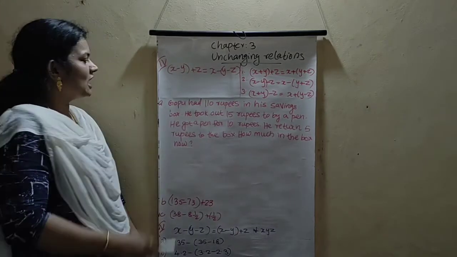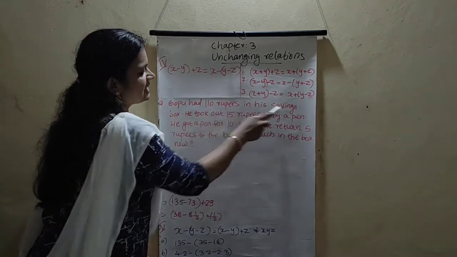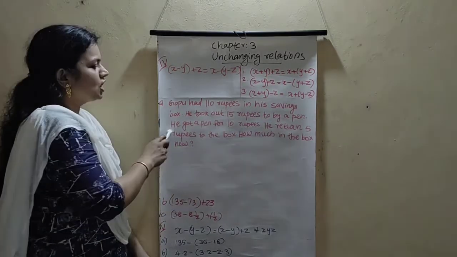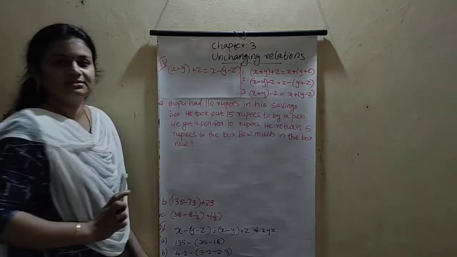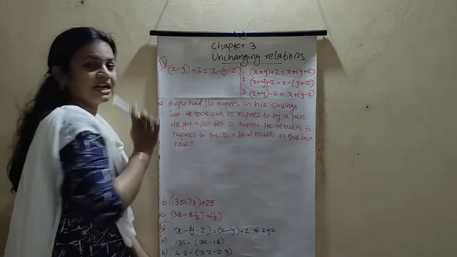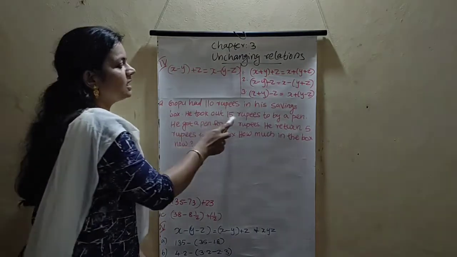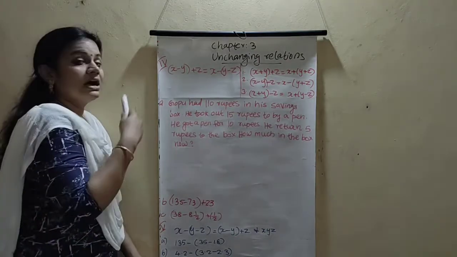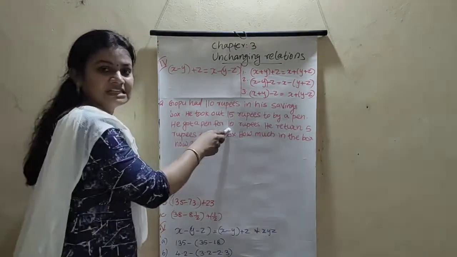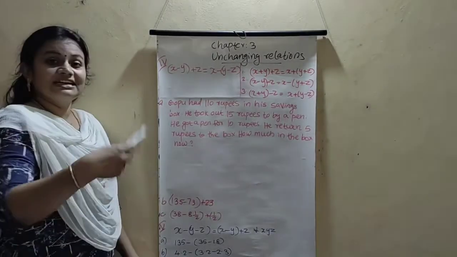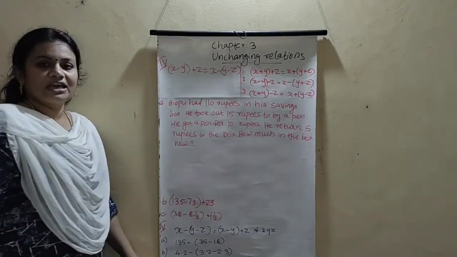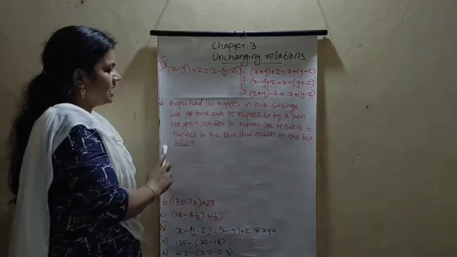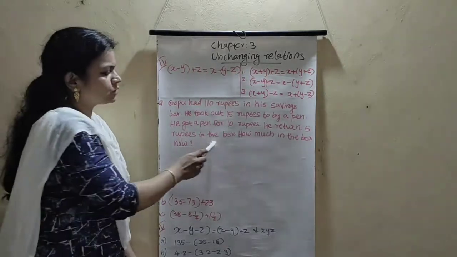Okay, children. Then what? Gopu had 110 rupees in his saving box. He took out 15 rupees to buy a pen. He got a pen for 10 rupees. He has 110 rupees. He took out 15 rupees to buy a pen. The one pen costs how much? 15 rupees. But Gopu got it for how much? 10 rupees. Then he returned 5 rupees. Only the pen cost is what? 10. Then return 5 rupees to the box.